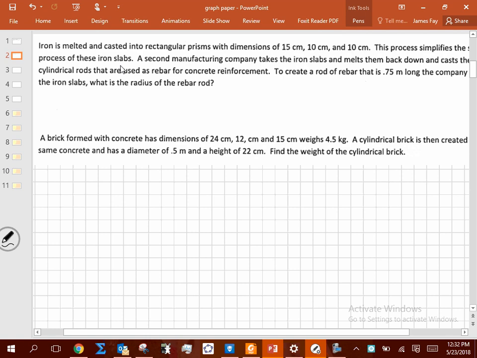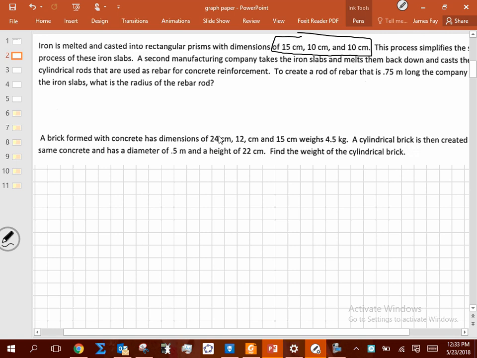That's probably shipped to me from somewhere. If I'm a manufacturer of those things, I want to make sure that I can ship it economically. So probably the best way of doing that is to take the iron ore and smelt it down to iron slabs, because when I ship it, it's easier to deal with. So that's what's happening here. We have these iron slabs that are 15 by 10 by 10. We're going to melt them down and recast them as cylindrical rods called rebar.